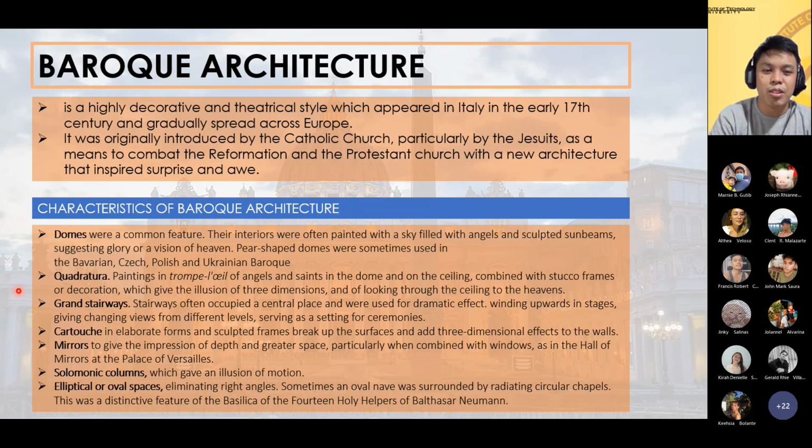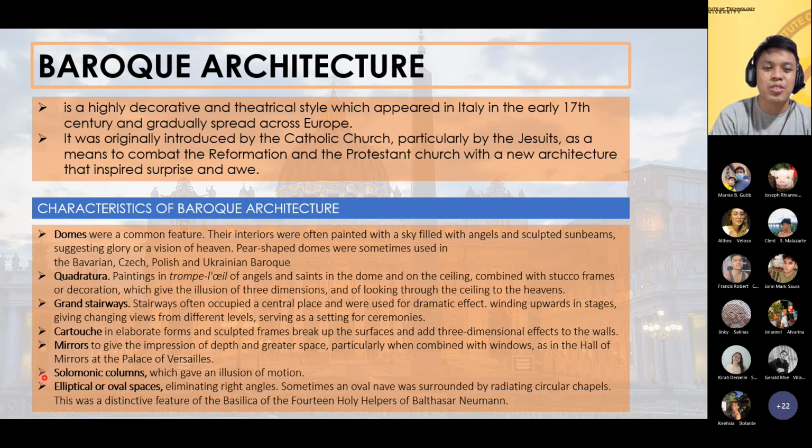So those buildings you see in Europe, especially in London, that you see in the movies, those grand stairways. And then lots of the ornaments are in gold. So those buildings are actually constructed and designed during the Baroque architecture. So we have the use of mirrors, they started using them.